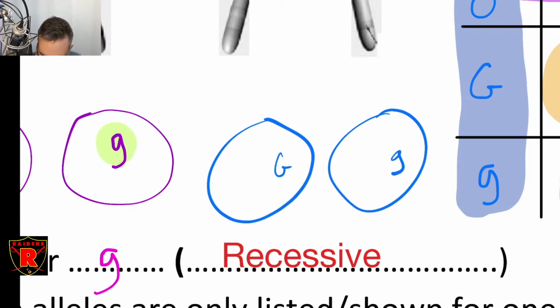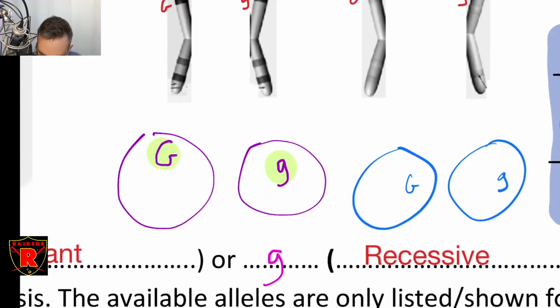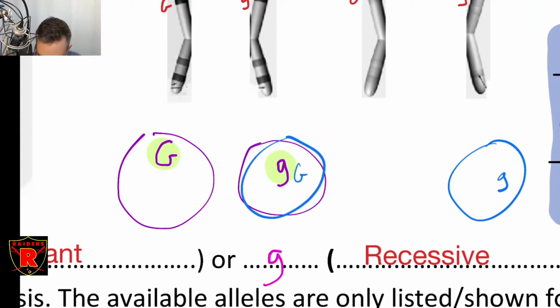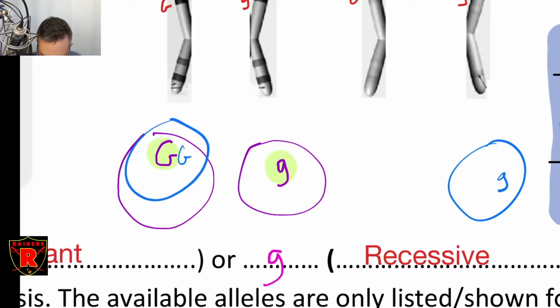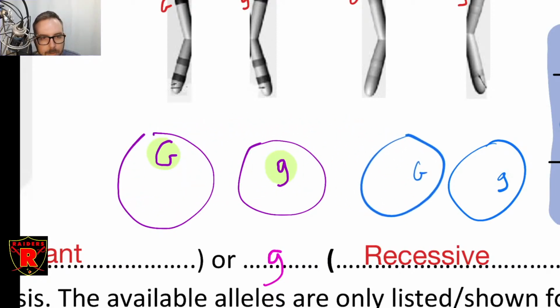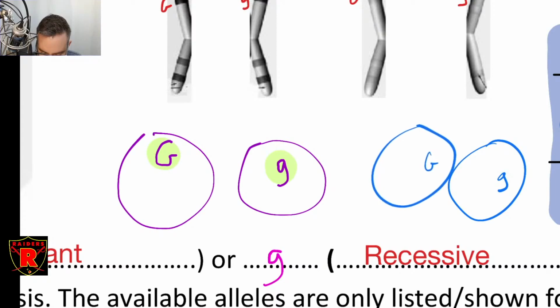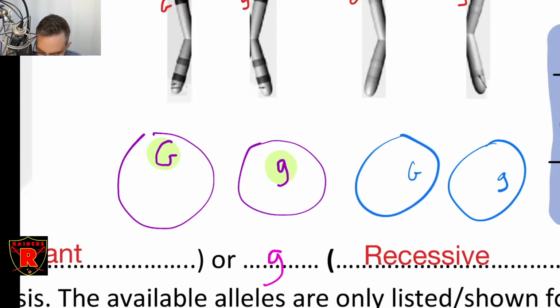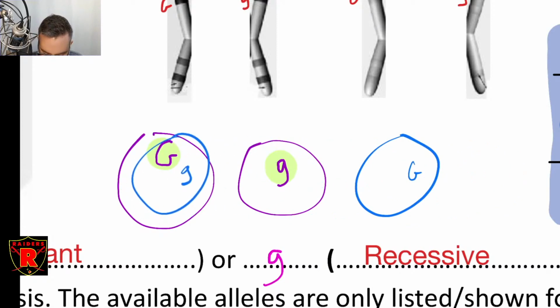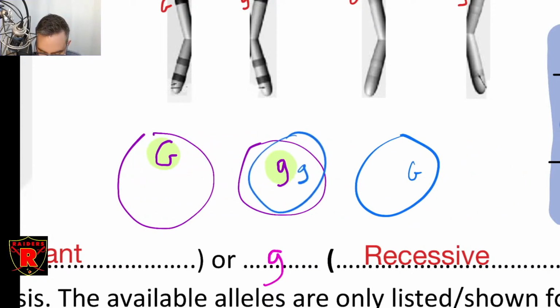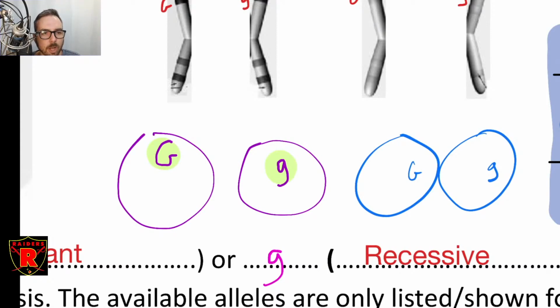So when you bring these gametes together, there are only so many combinations of the two parents, right? In other words, you could have the big G come together with the big G, or the little g with the big G, or the big G with the little g, or the little g with the little g, right? Those are the potential options. So there are a number of different ways that you can combine these parents.